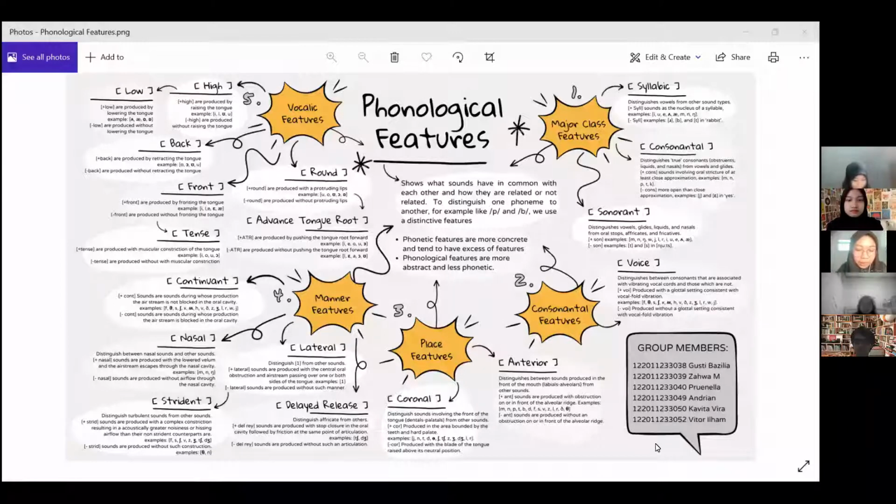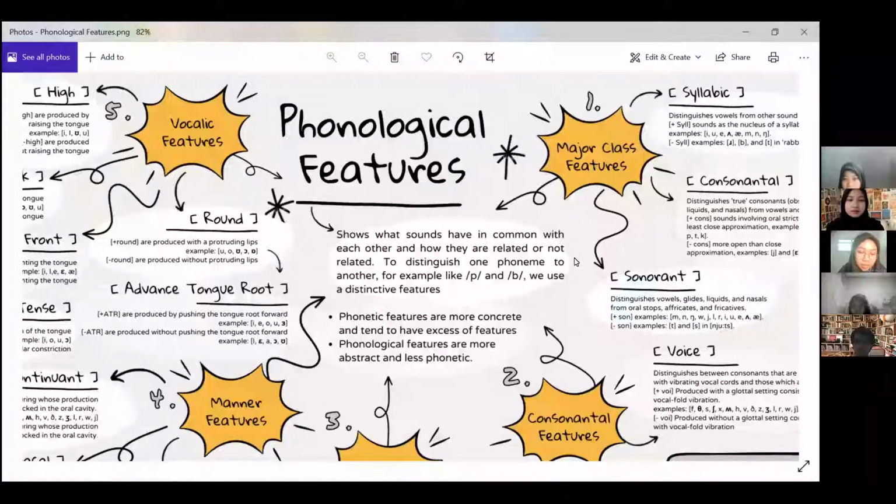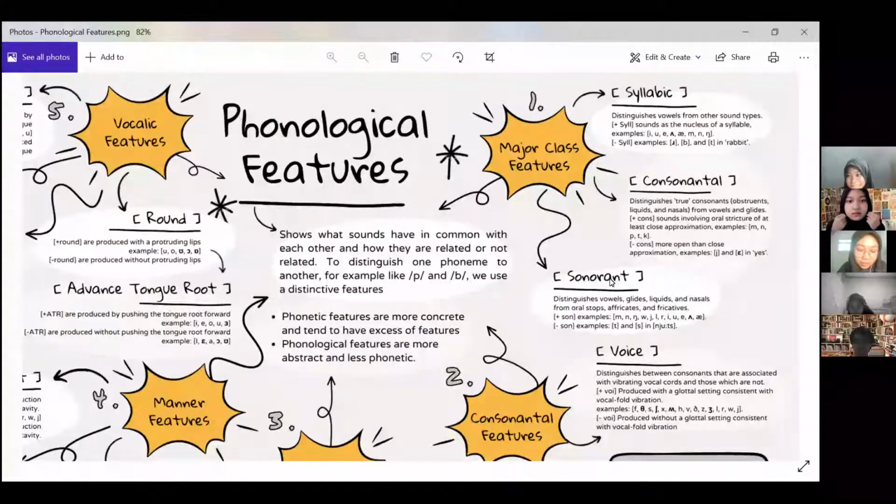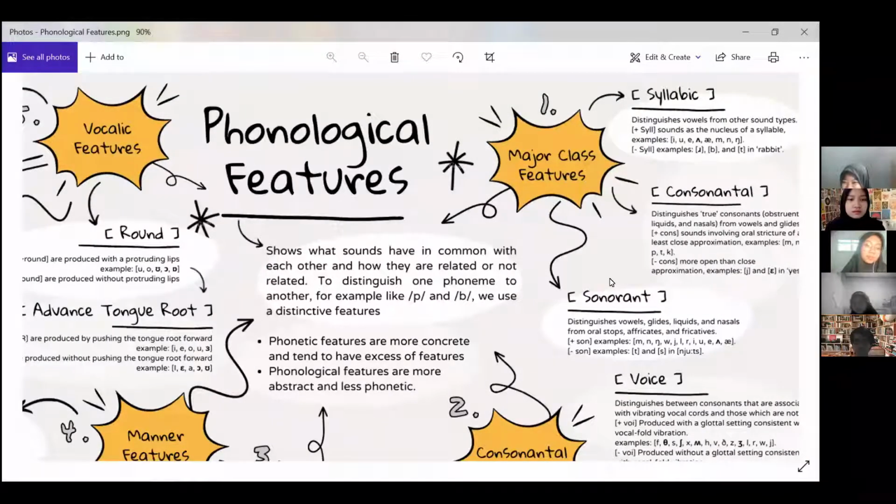Let's go to the topic. Phonological features show what sounds have in common with each other and how they are related or not. Next, what's the difference between phonetic and phonological features? Phonetic features are more concrete and tend to have an excess of features, while phonological features are more abstract and less phonetic. To distinguish one phoneme from another, for example p and b, we use distinctive features. Distinctive features are divided into 5 parts and each part will be explained by another member. Thank you.